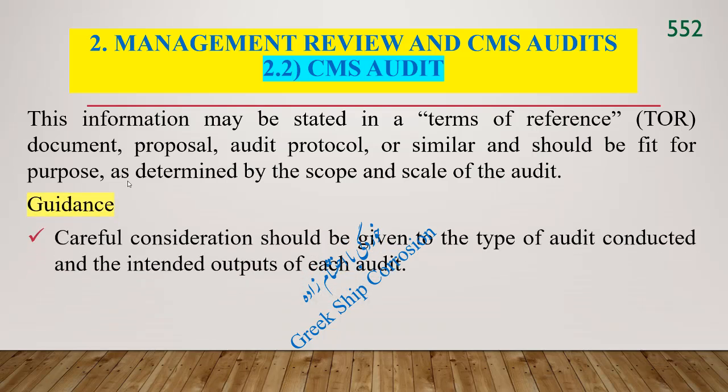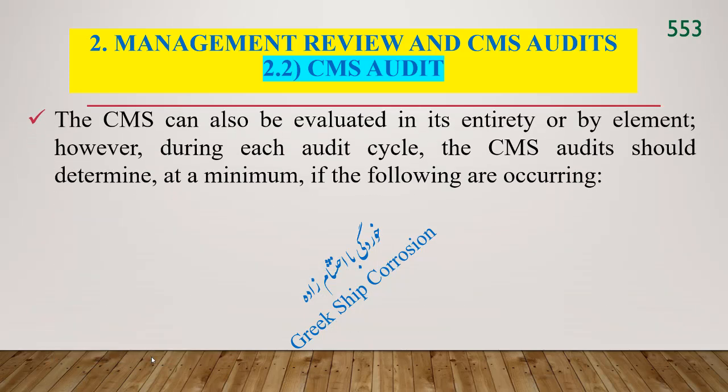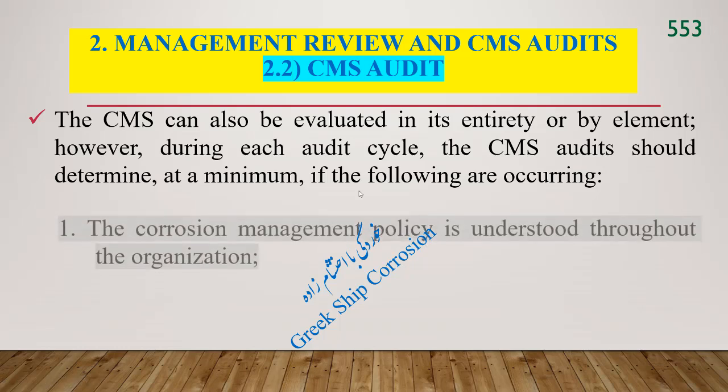Guidance. Careful consideration should be given to the type of audit conducted and the intended outputs of each audit. Audits of the CMS can be conducted by an internal audit function such as a self-assessment or corporate audit, or by a third-party auditor or consultant. The CMS can also be evaluated in its entirety or by elements. However, during each audit cycle, the CMS audit should determine, at a minimum, if the following are occurring.